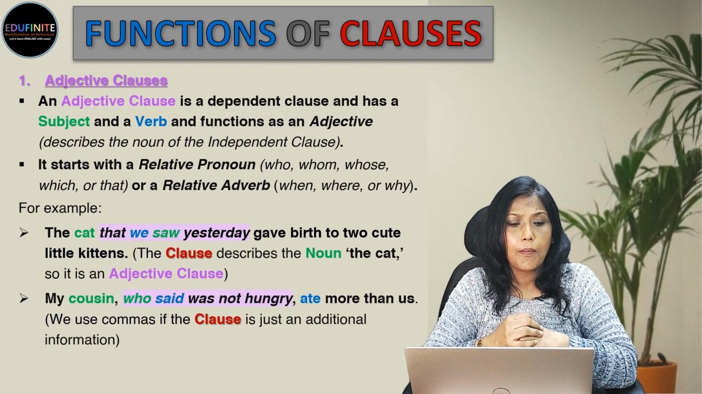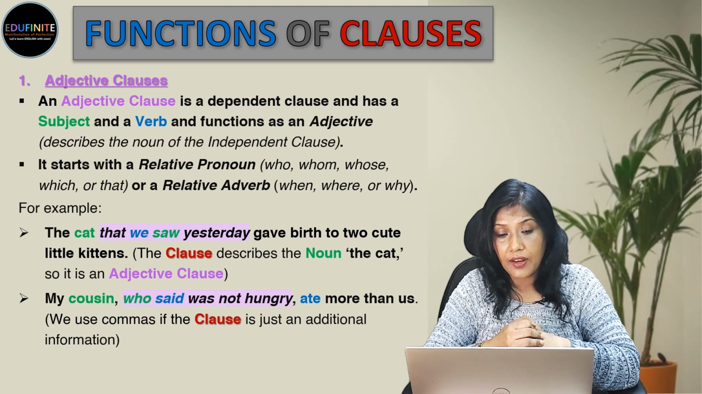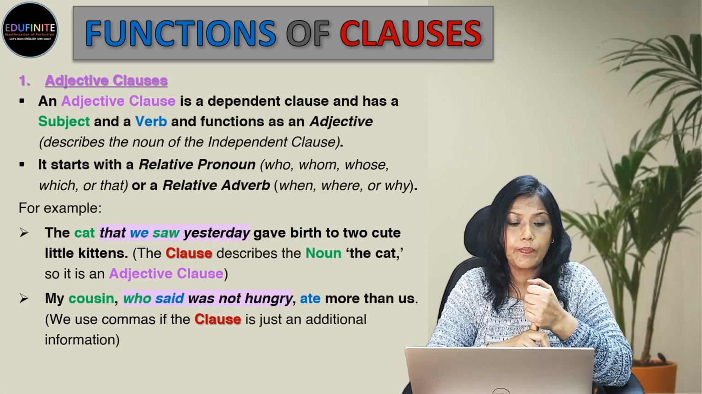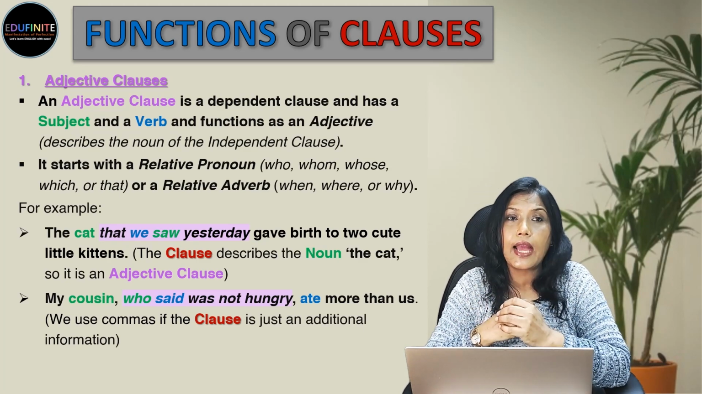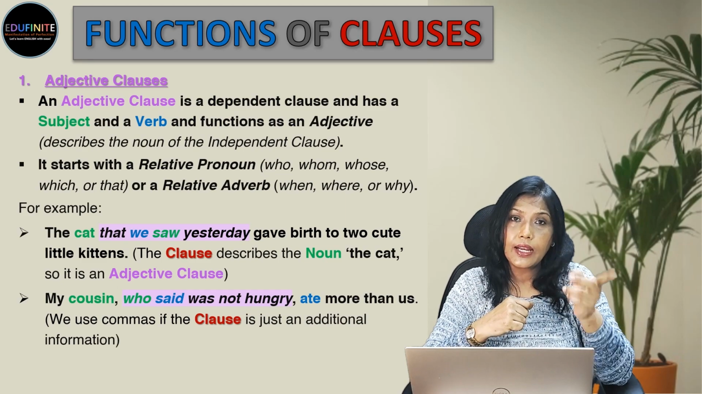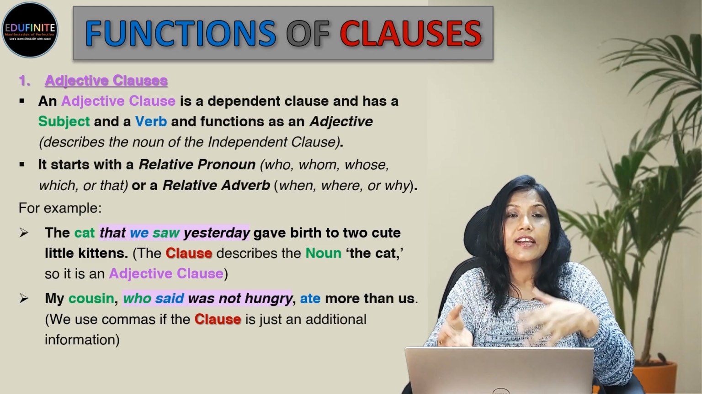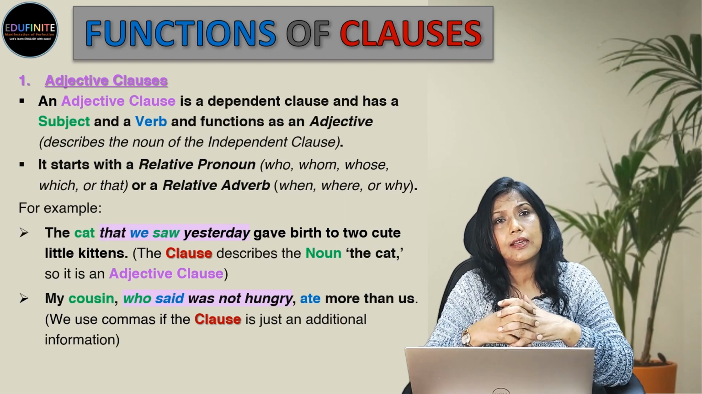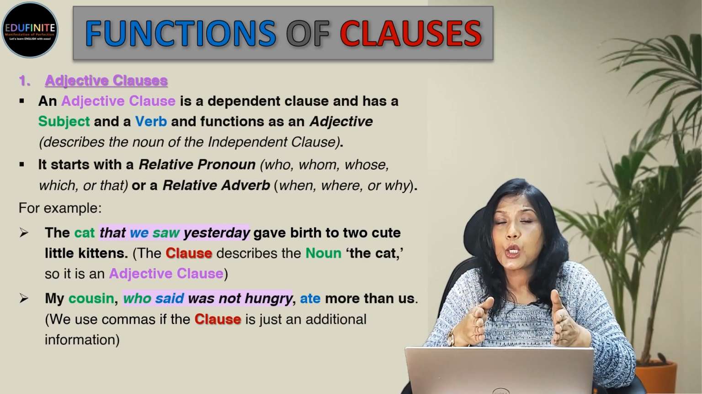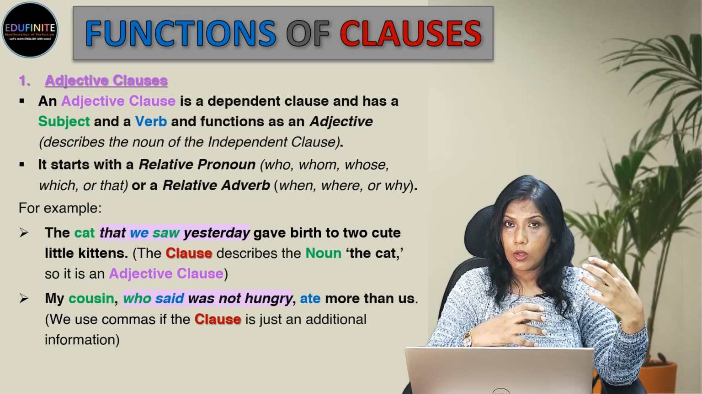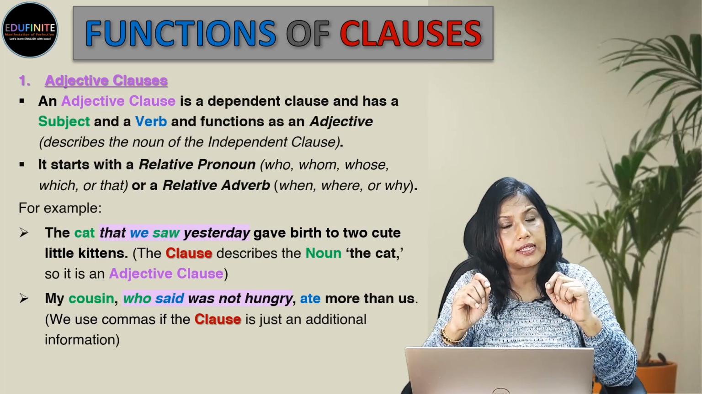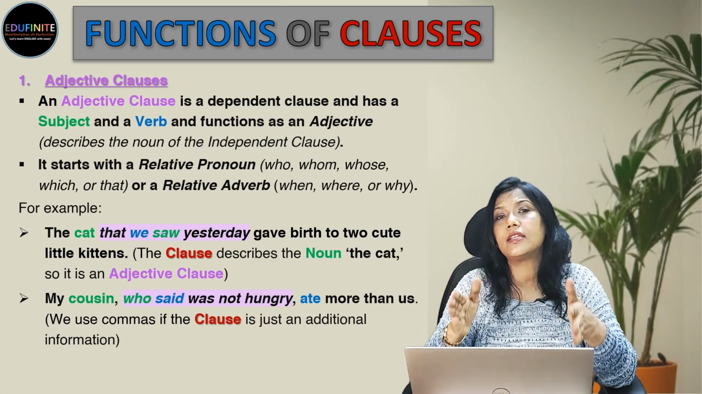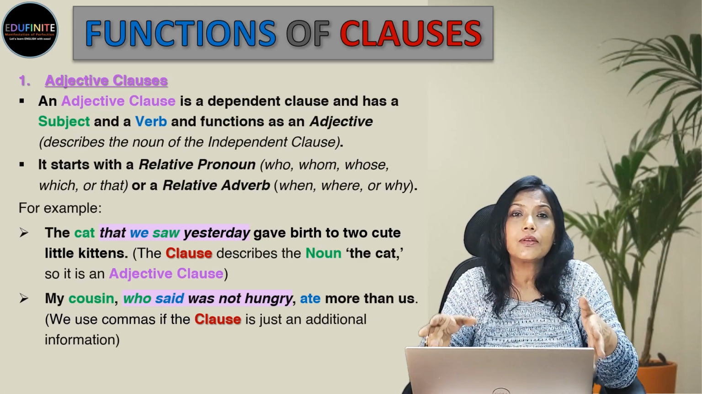Well, the next sentence. My cousin, who said he was not hungry, ate more than us. Now, in this sentence, of course, who said he was not hungry, yes, this is the adjective clause because it's beginning with the relative pronoun who, and it is telling us more about my cousin. Now, in certain sentences, we provide additional information about the noun. So, if it's additional information, what do we do? We again put 2 commas, one at the beginning, one at the end, to say that this is additional information, and that's not absolutely necessary for the sentence.